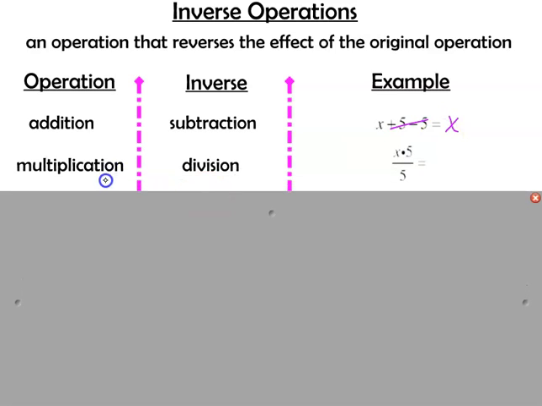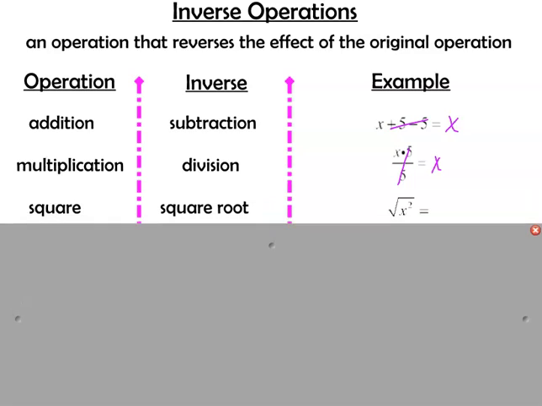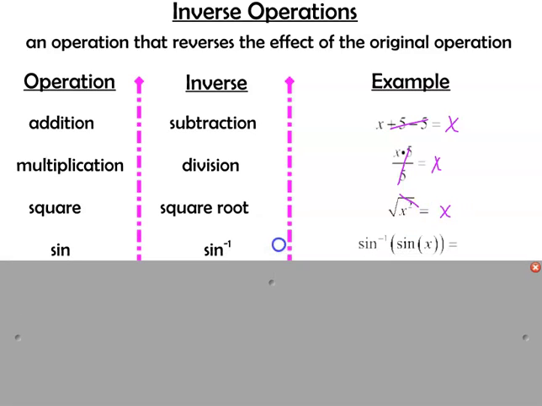Then, for the operation multiplication, the inverse operation is division. So if we have x multiplied by 5, then divided by 5, those cancel out, and we're just left with x. When you square something, the inverse operation is to take the square root. So taking the square root of x squared, those will cancel out, and we're left with x.